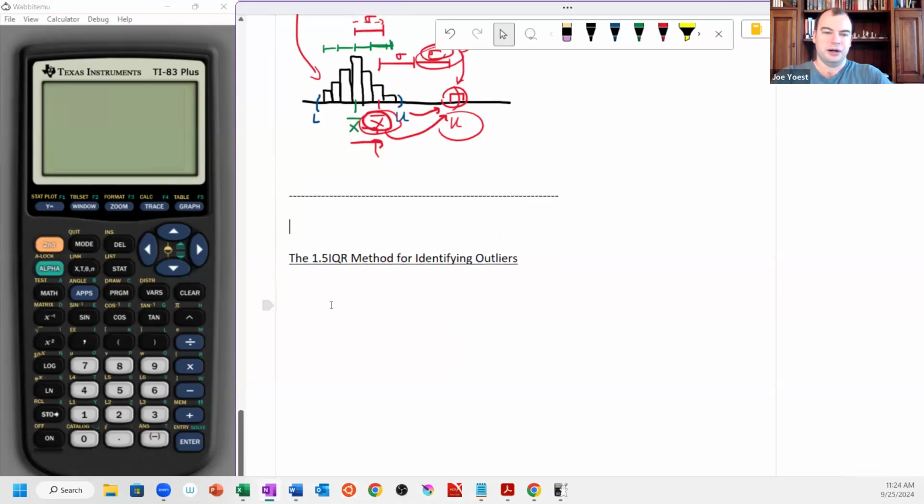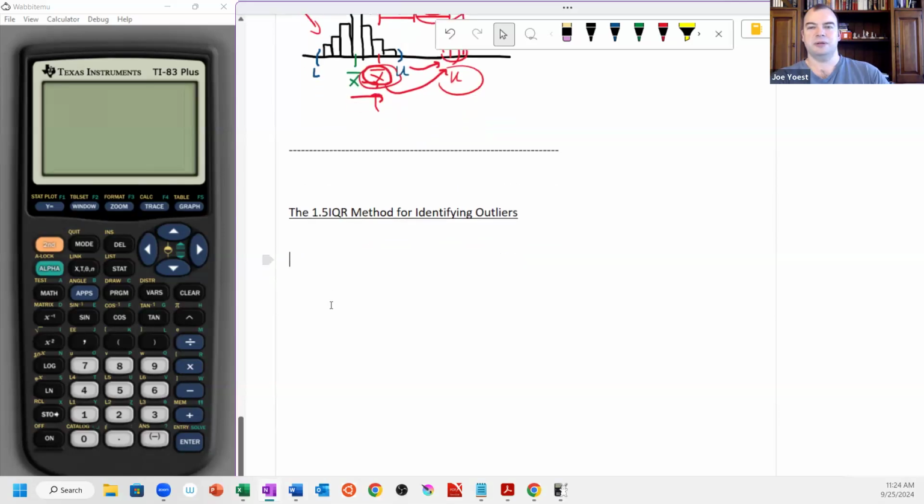So the 1.5 IQR method for identifying outliers tries to solve this problem. This is what I would say is probably the most standard way for identifying outliers. If you go to a statistics package like R or like some of the packages in Python, it's just standard method of saying whether a data point's an outlier or not is probably going to be 1.5 IQR.